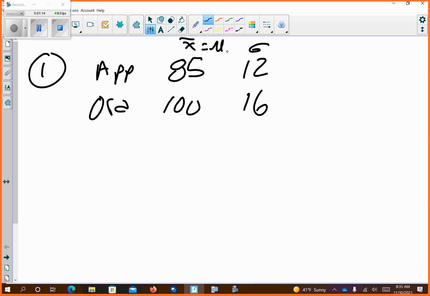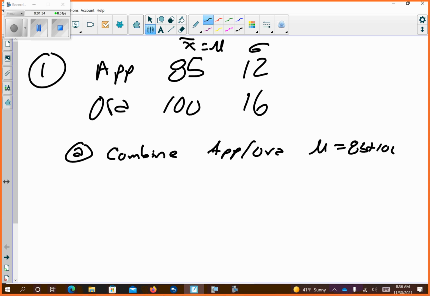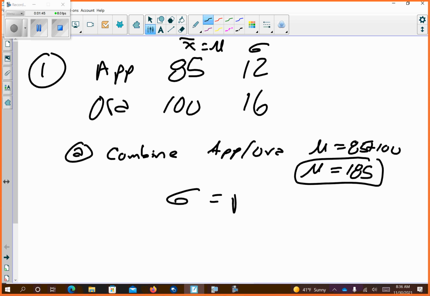So, find the mean and standard deviation of each distribution. A says the total weight of an apple and an orange. So now we're combining it. So we're going to combine the two. So that means to get the new mean, I'm just going to go 85 plus 100. So my new mean is 185. That's the simple one. In order to get the new standard deviation, you're going to do the square root of the sum of the squares of your standard deviations.